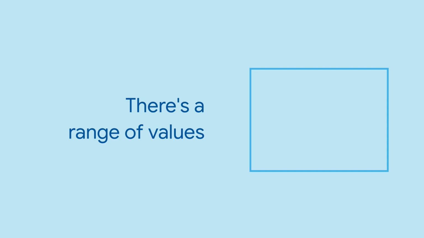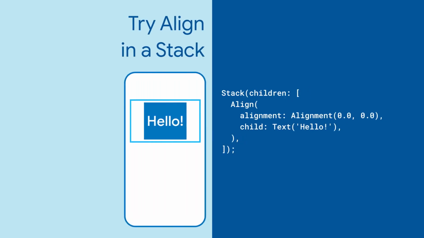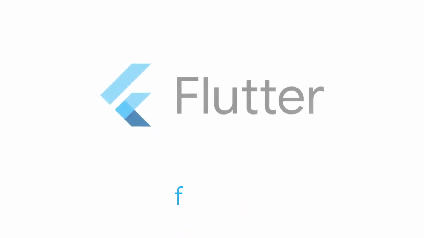You can also specify the alignment values, where -1 to 1 are the ranges for both left to right and top to bottom. This lets you precisely lay out your child widget within its parent. You can also use Align to position widgets in a stack. For more info on Align, head on over to flutter.io.